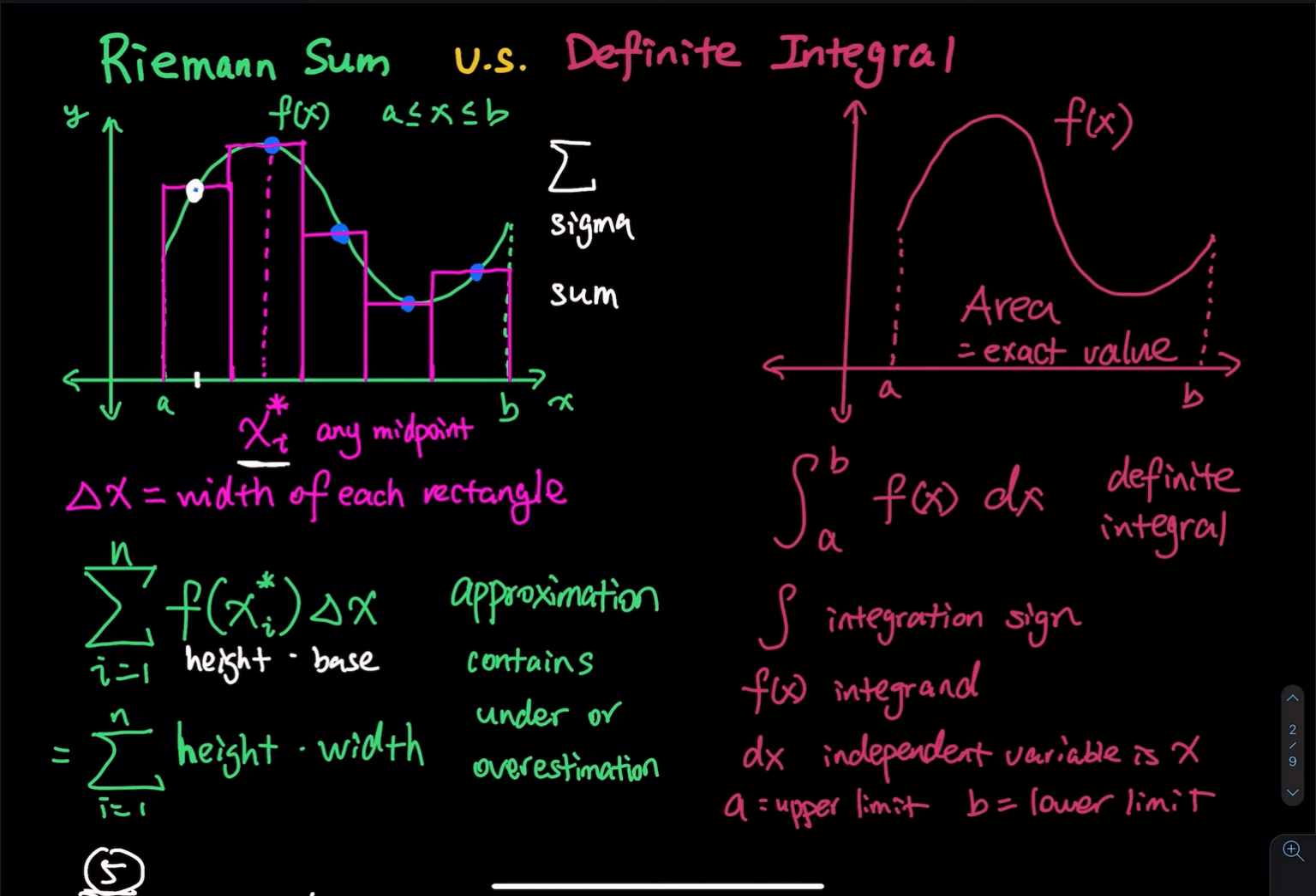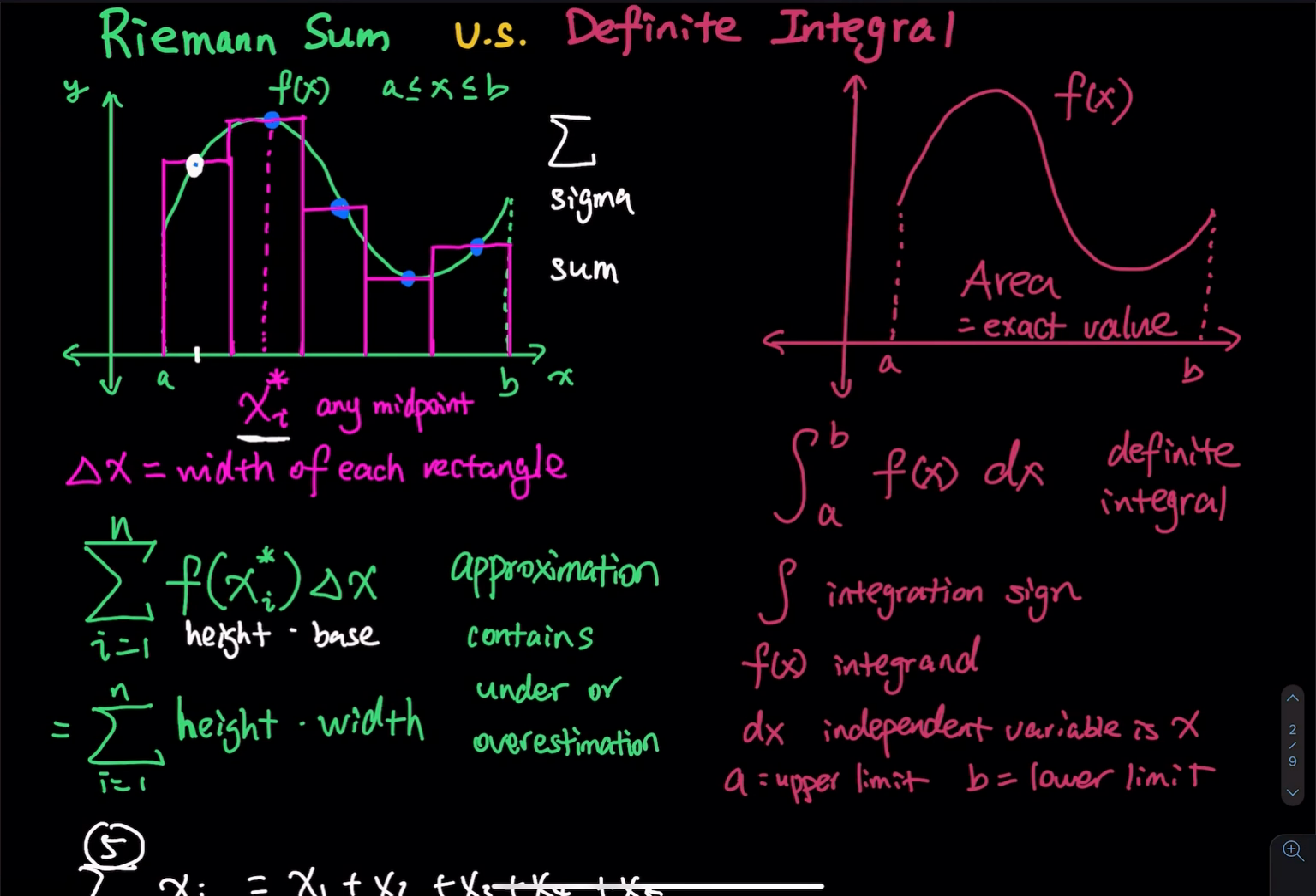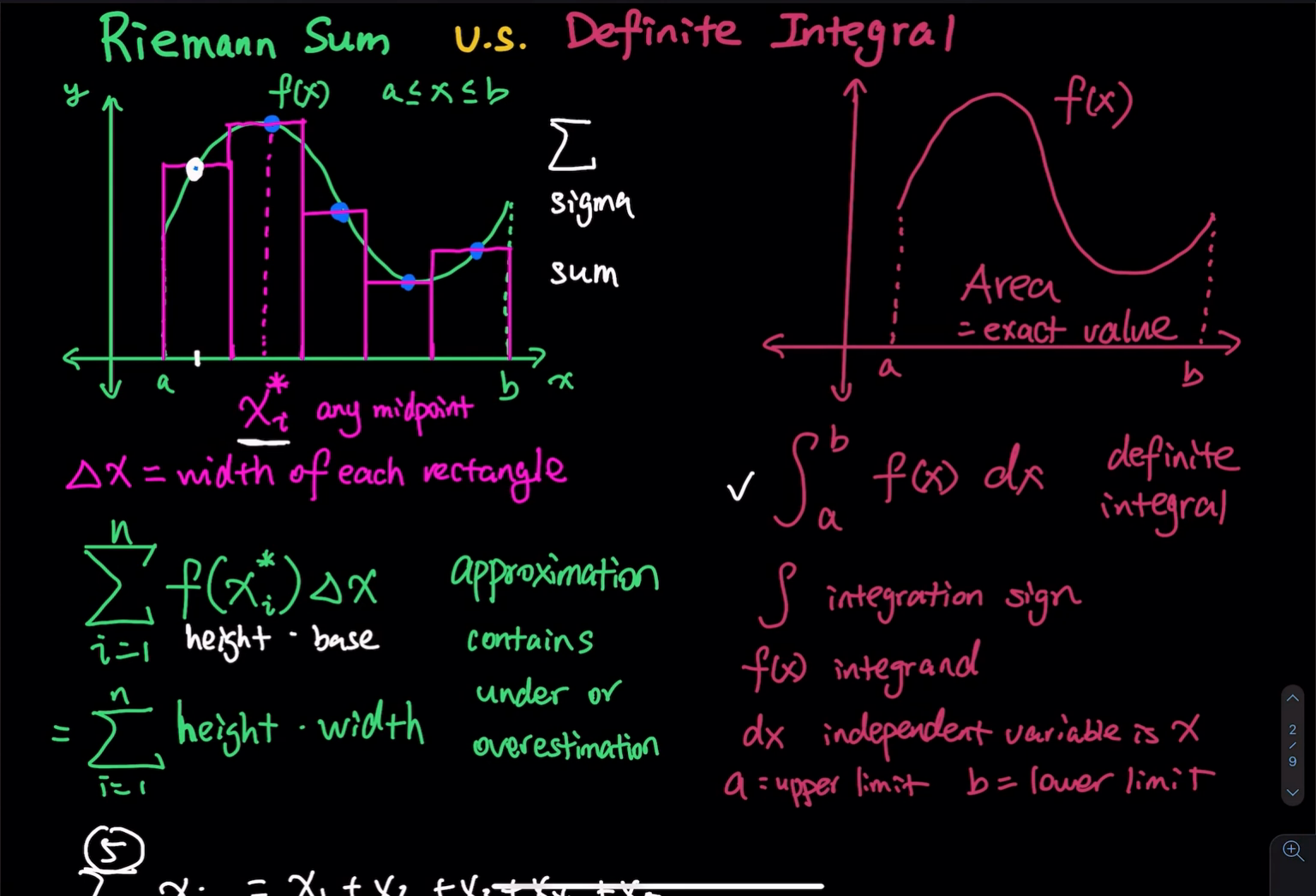So what is the definite integral? Look at this line. That line is the integral. The way we read this is the integral of f of x dx, where x goes from a to b. The lower limit is x equals a, the upper limit is x equals b. Look at the integral and the picture. The lower limit is x equals a, the upper limit is x equals b, and then f of x is the function, and the dx tells me that x is the independent variable.